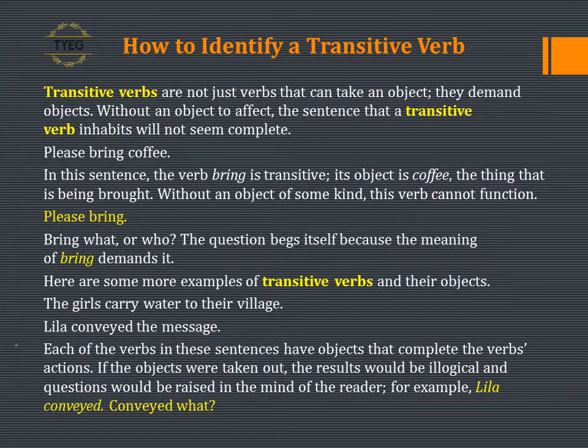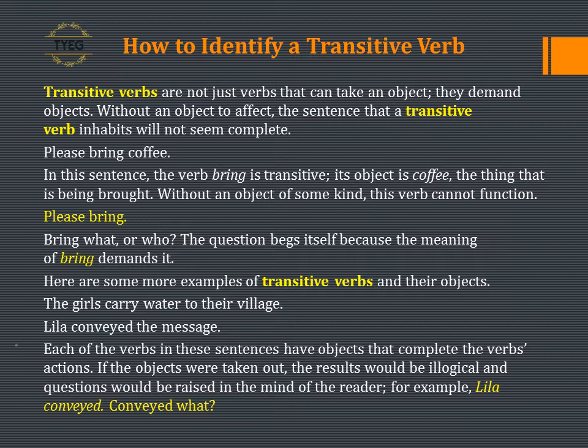How to identify a transitive verb? Transitive verbs are not just verbs that can take an object, they demand objects. Without an object to affect, the sentence that a transitive verb inhabits will not seem complete. Please bring coffee. In this sentence, the verb bring is transitive, its object is coffee, the thing that is being brought. Without an object of some kind, this verb cannot function.